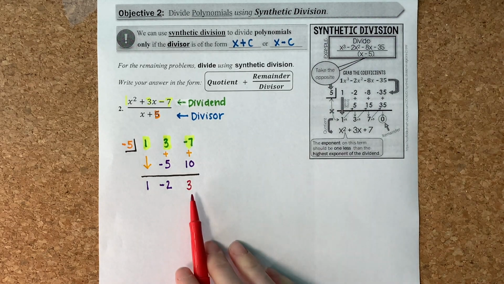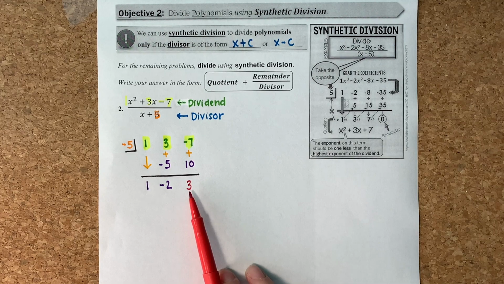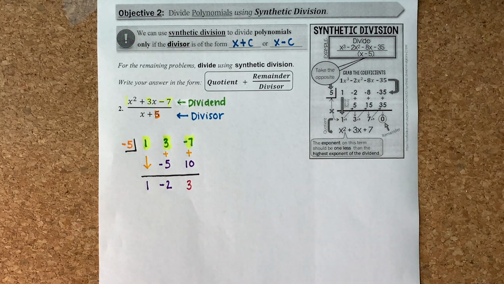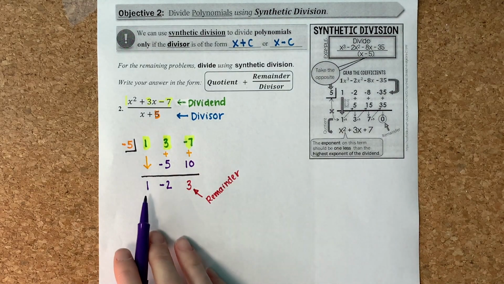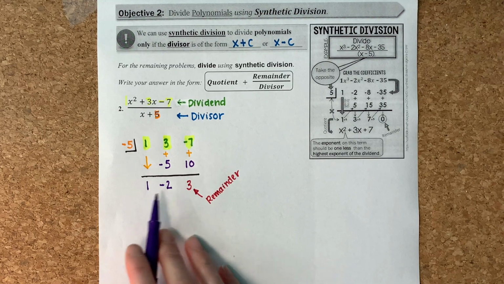And once you get to the end here, you can stop. I always like to put this number in the bottom right corner in red because this last number here represents the remainder. These numbers here represent the coefficients of our quotient.